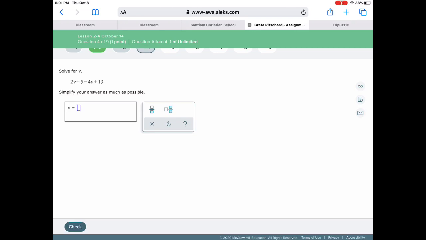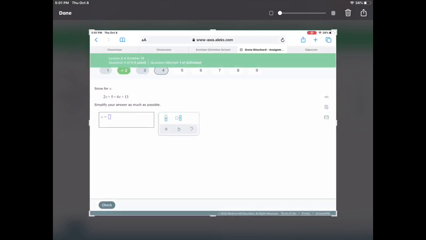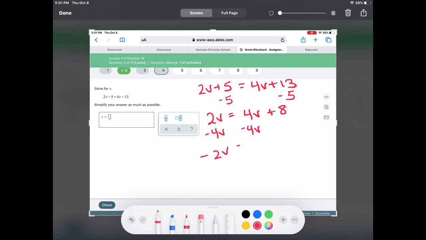All right, here we have, oh, I can't write on it unless I screenshot it. 2b plus 5 equals 4b plus 13. This is the one where you have 4 choices as to where you want to get started. I'm going to subtract 5. And then sometimes I try to make my choices so I don't end up with negatives. In this case, I just gave myself some negatives, but it's going to be okay. Just be brave.